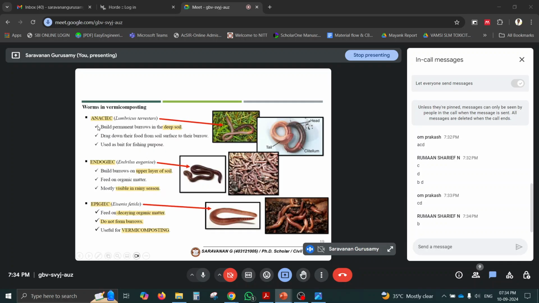Yeah. So anecic is the one which builds permanent burrows in the deep soil. Endogeic builds burrows in the upper layer of the soil. Epigeic is the worm which feeds on decaying organic matter and will not form burrows. That is good for vermicomposting. Epigeic. So the answer is anecic.